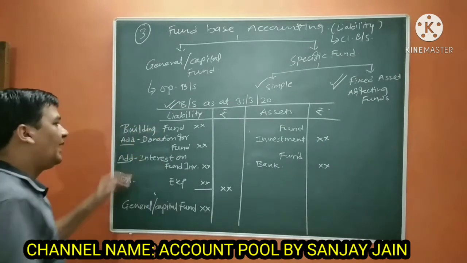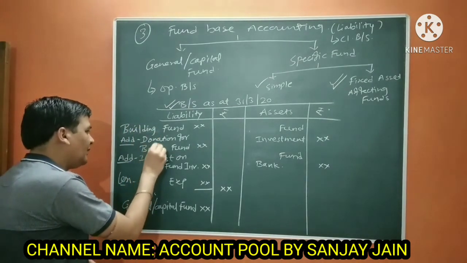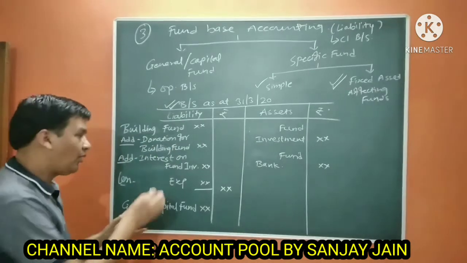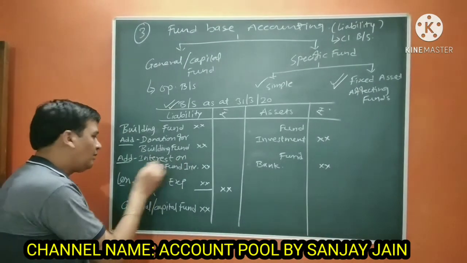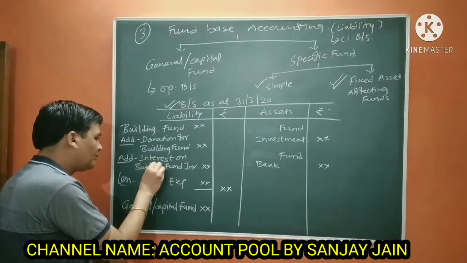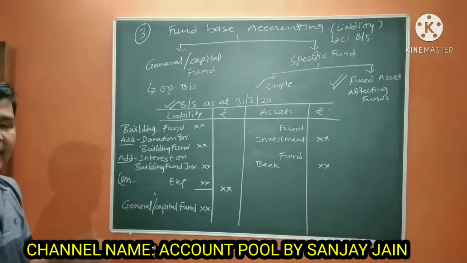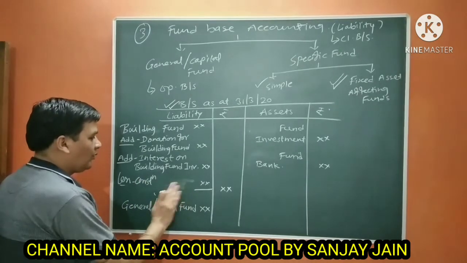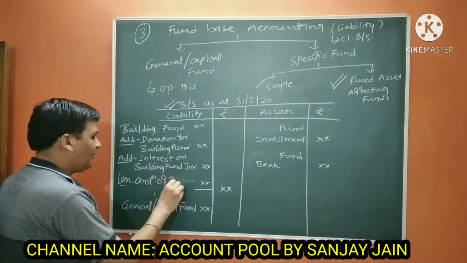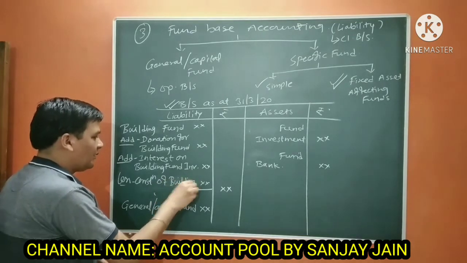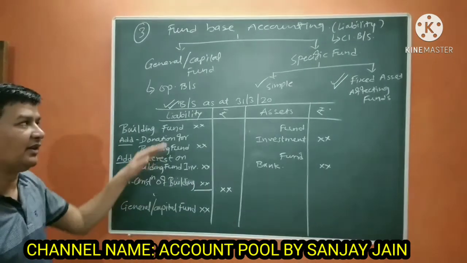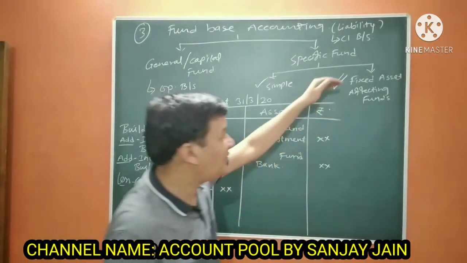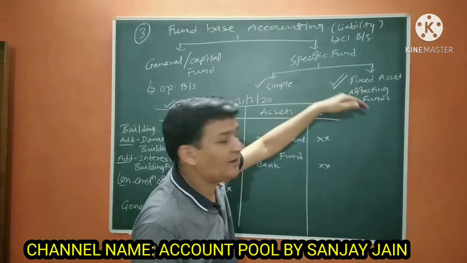In building fund, any donation received for building fund will be added. Any amount received as interest on building fund investment we are going to add here. Any amount spent on construction of building we are going to deduct from here. This is the same treatment we have done in case of match fund. But what is the difference?